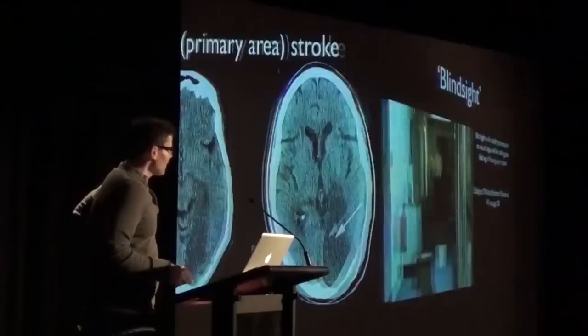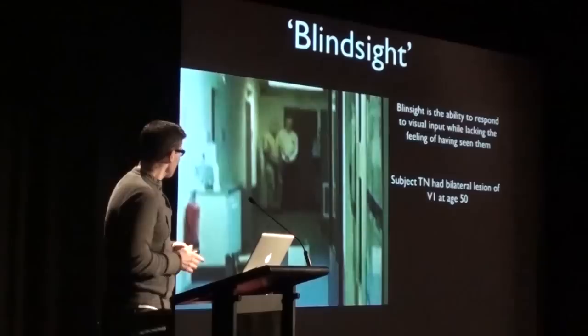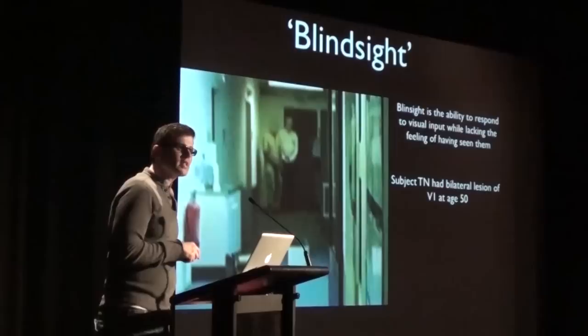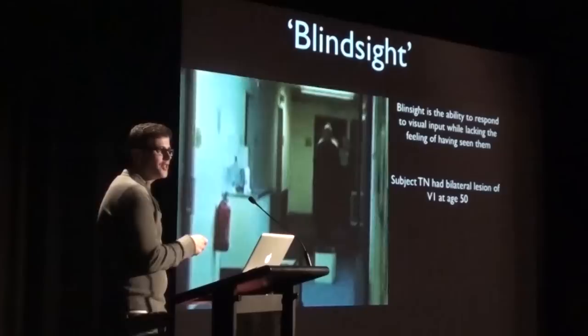So what you've got to understand is if you take out that primary input from the eye, it leaves you blind. Yep. So this patient is a patient TN. He had a bilateral lesion of V1 at the age of 50, so he was left blind. Now this guy, Larry Weiskrantz, a colleague from Oxford, asks him to walk down the centre of this obstructed corridor, and you watch what happens. So Larry says, I'll guide you if you're going to trip or anything, but just walk down the centre of the corridor.